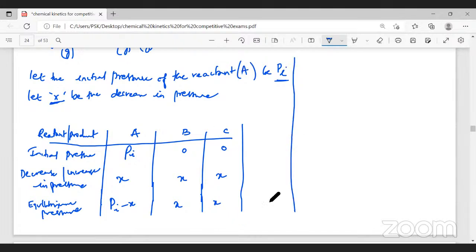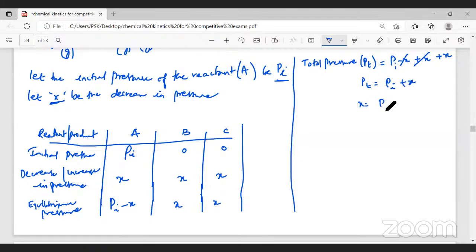Did you follow this so far? Now, what is the total pressure? Total pressure is represented by PT. Total pressure is given by the sum of the equilibrium pressures: Pi minus X plus X plus X. So the plus X and minus X will get cancelled. So total pressure will be equal to Pi plus X, or X will be equal to PT minus Pi.